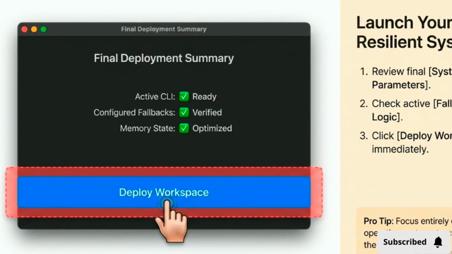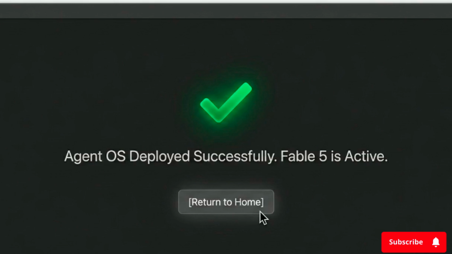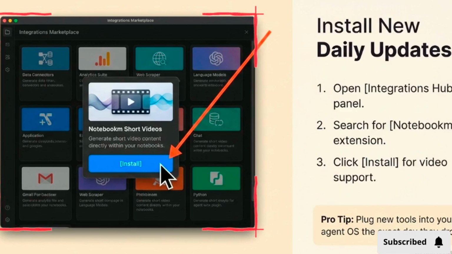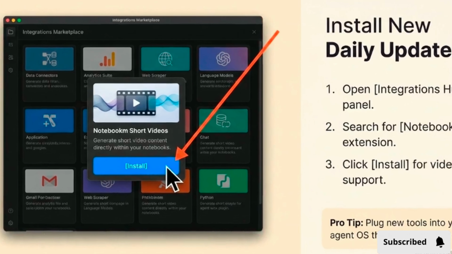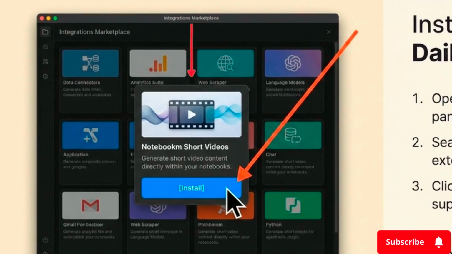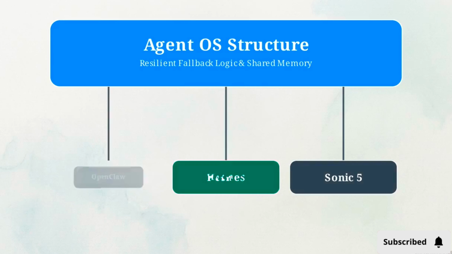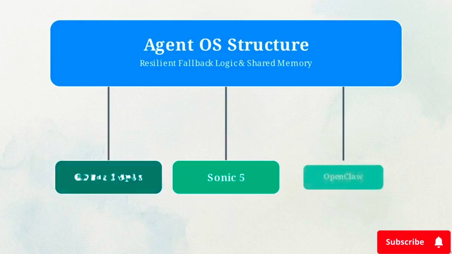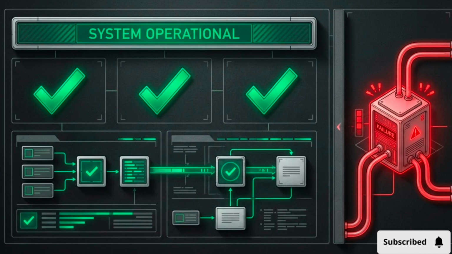You will see a green checkmark confirming your completely unrestricted, globally resilient system is successfully deployed. Finally, build a habit of checking the Integrations Hub. Installing new daily updates, like the notebook extension seen here, keeps your system capable and fresh. By focusing on the overarching structure of your operating system, rather than becoming dependent on individual models, you guarantee your workflows remain secure and functional, no matter what happens underneath.